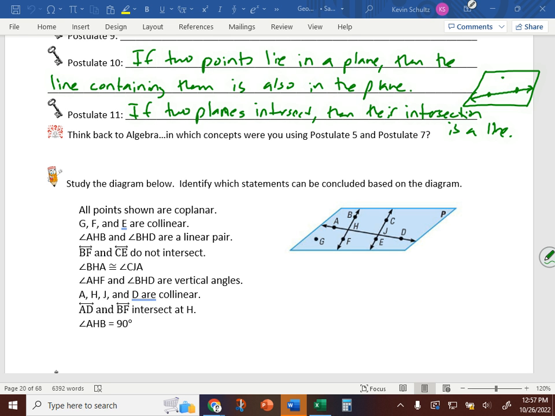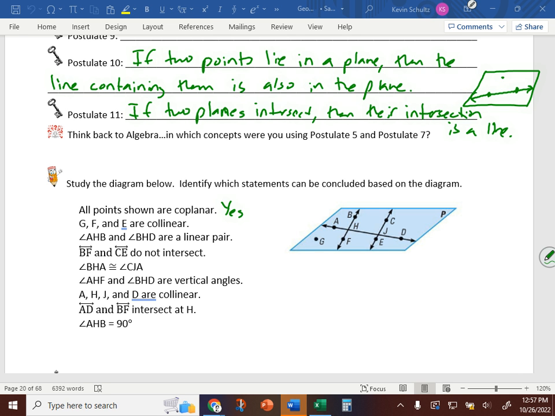But what we're going to use these postulates for is to now, given a diagram such as this plane here, and all the stuff in it, what conclusions can we make? The first one, true or false, all points shown are coplanar. Yes, right? Coplanar would mean in the same plane. All those points do lie within the same plane.